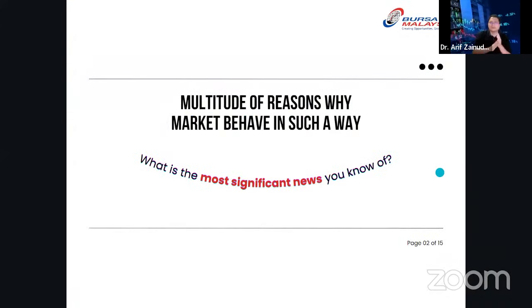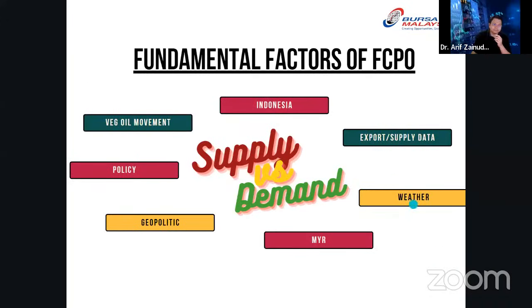So there are a multitude of reasons for which the market behaves in such a way. Even though we know that the movements in the futures market are technical, a lot of technical movements are driven by fundamental factors. The most significant news that I have ever seen in the market is the Russia-Ukraine war, the time that we reached the highest volatility we've ever seen, at least for the past decades. So let's look at the fundamental factors of CPO one by one. There are 7 factors that we're going to be looking at tonight.